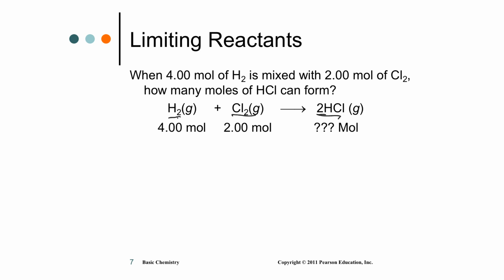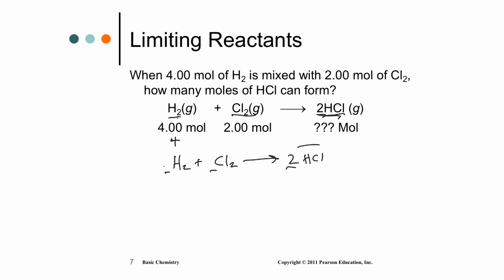I've got 2 Cl's and I've got 2 Cl's, so it's balanced. So let me rewrite it. I've got a 1-to-1-to-2 relationship. All right. Well, if I have 4 moles of H, how many moles of HCl can I make?